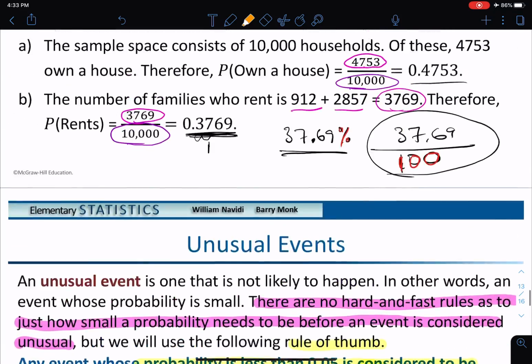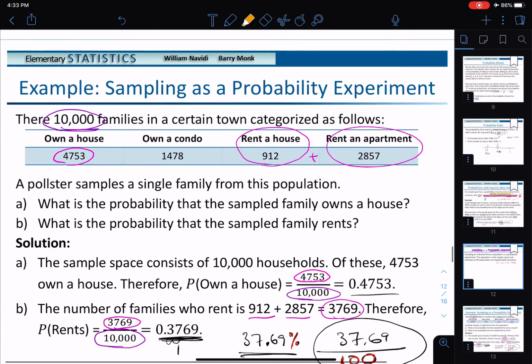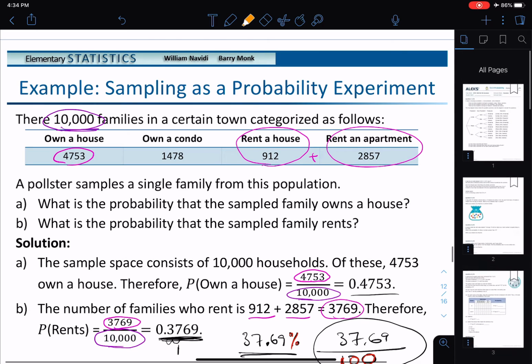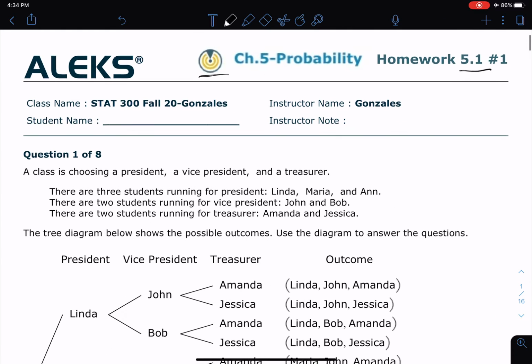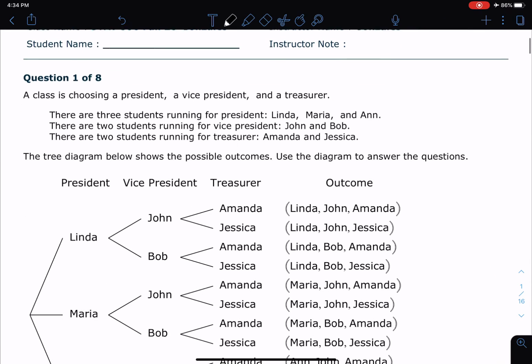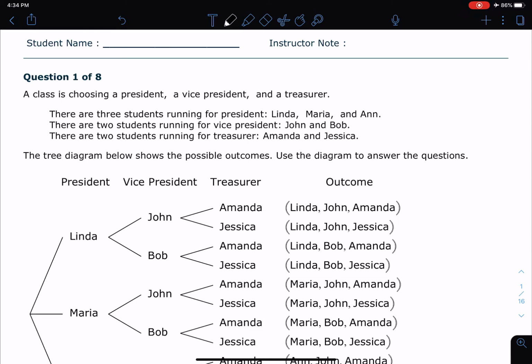Okay, on that, let's go ahead and do our math problems here. So let's get up here to our adaptive homework problem 5.1. So when you take a look at this, it says a class is choosing a president, a vice president, and a treasurer. There are 3 students running for president. That would be Linda, Maria, and Anne. There are 2 students running for vice president. That would be John and Bob. And then there are 2 students running for treasurer. That's Amanda and Jessica.